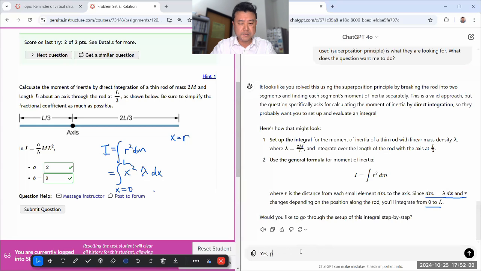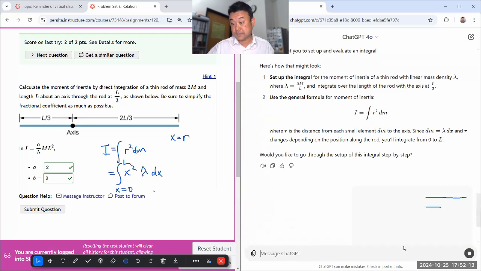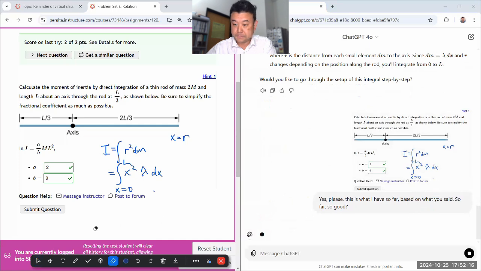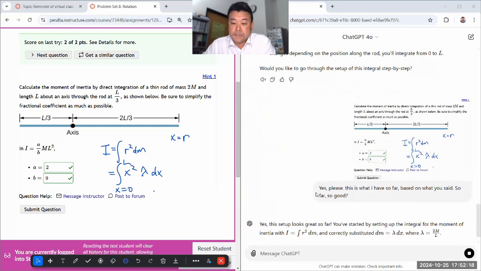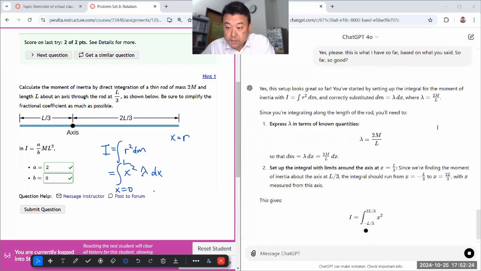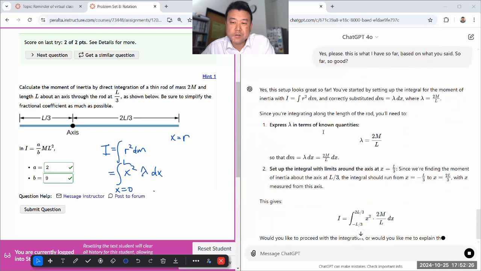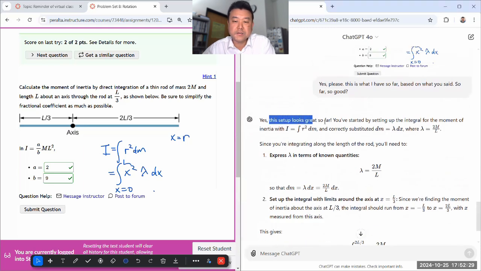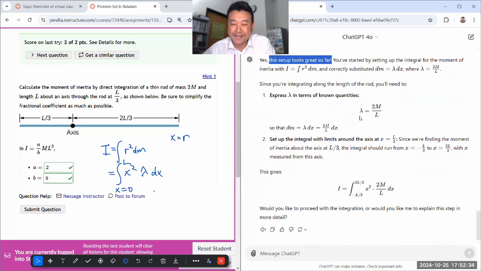So I'll say, yes, please. This is what I have so far based on what you said. So far, so good. Hopefully it'll spot the mistake. Integrating r squared, correctly substitute, yeah, good, lambda. By the way, ChatGPT will usually be encouraging, so when it says this, don't assume that means everything is perfectly correct. It's very polite. Lambda in terms of, yeah, okay.